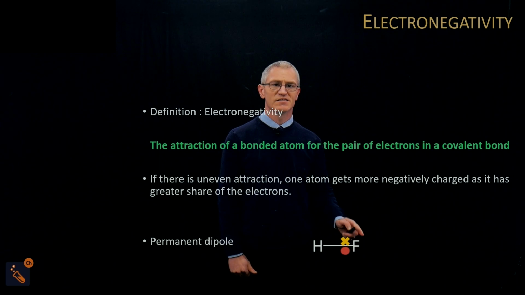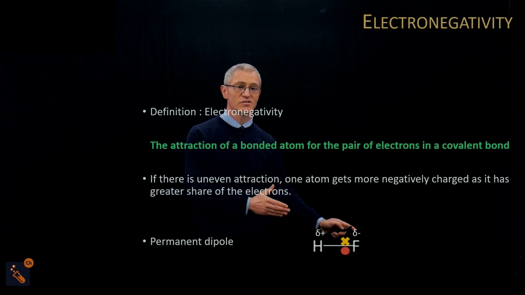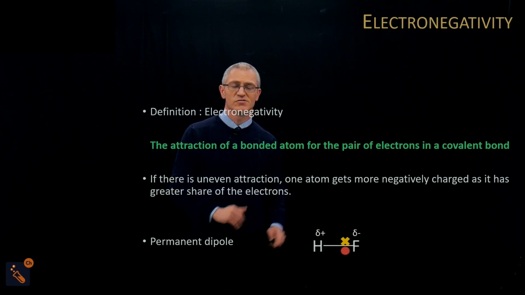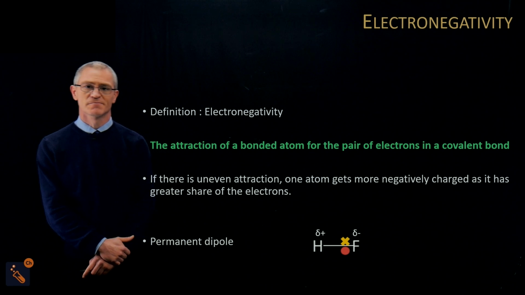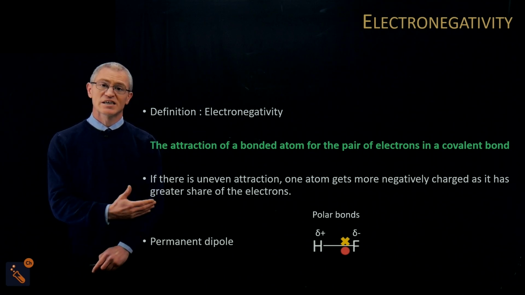Because of that, this end is negative. Okay, it's just a slight negative, tiny bit negative, and that is denoted by delta minus, and you'll draw delta lots during your A-levels. So delta minus says a little bit negative that end, a little bit positive that end. That's because the electrons have gone that end, so this is missing some electrons, making it slightly more positive. That permanent dipole, okay, gives a polar bond.